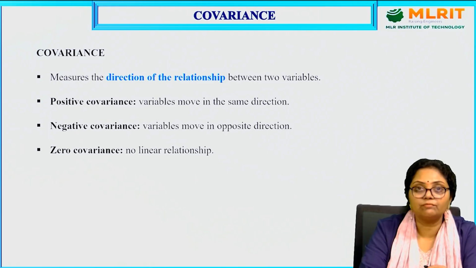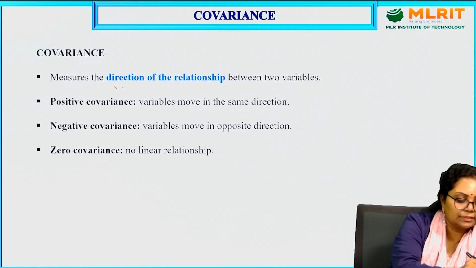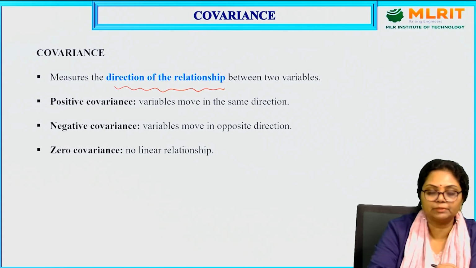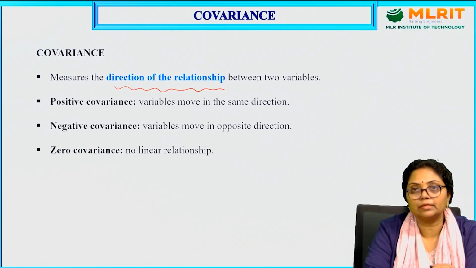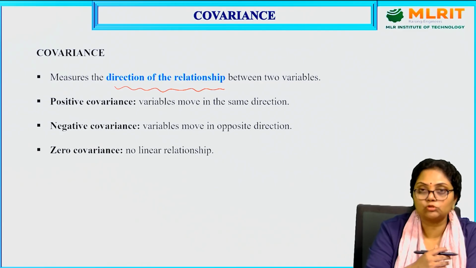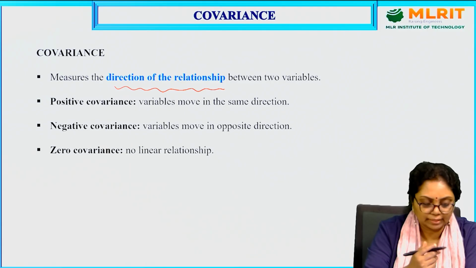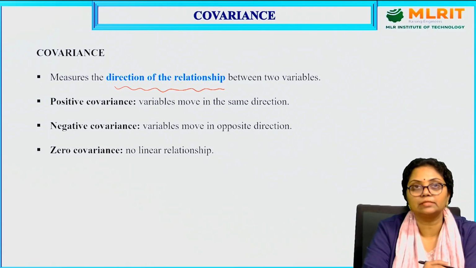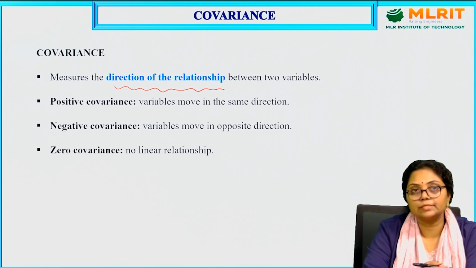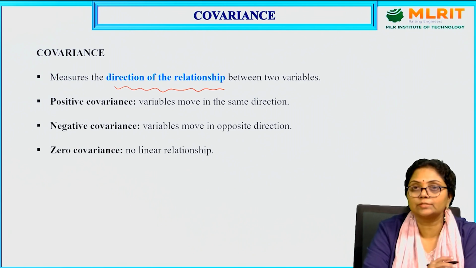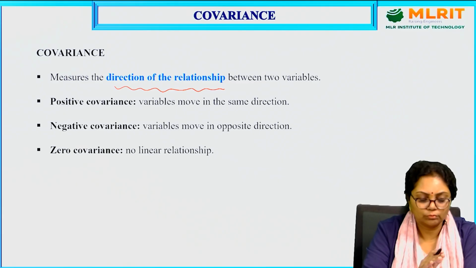Now, let us see what covariance is. Covariance measures the direction of the relationship between two variables. Positive covariance means the two variables are moving in the same direction. Negative covariance indicates that the two variables are moving in opposite directions. Zero covariance states that there is no relationship between the two variables.